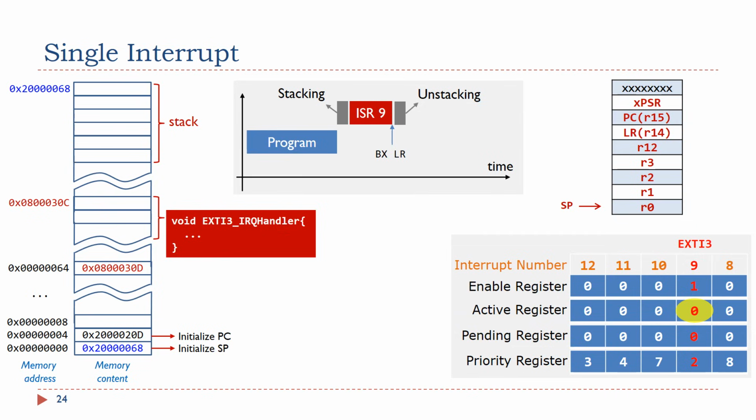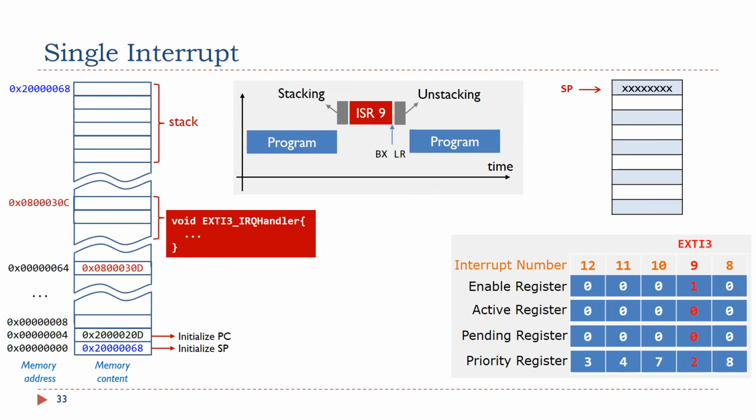Let's see how the unstacking process works. First, NVIC pops register 0 off the stack. Then, pop register 1, register 2, register 3, register 12, the link register, the program counter, and, finally pop the program status register off the stack. After unstacking completes, the running environment has been fully recovered from the stack. All registers have their original values, as if the interrupt has never happened.